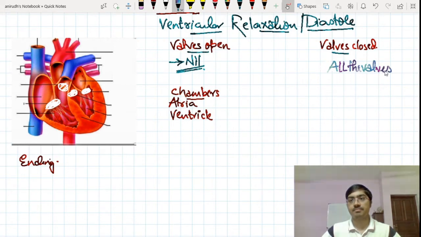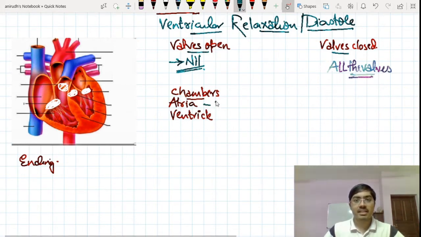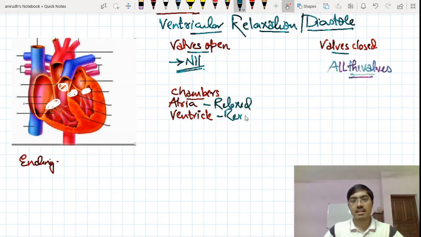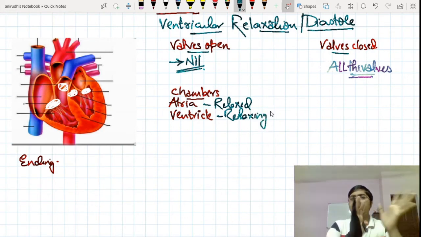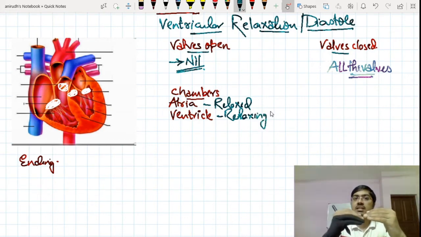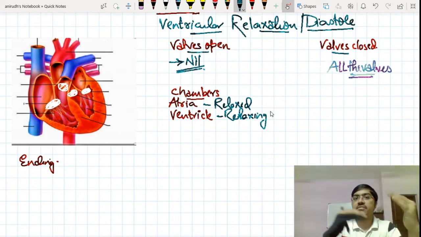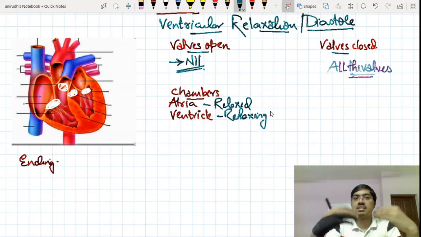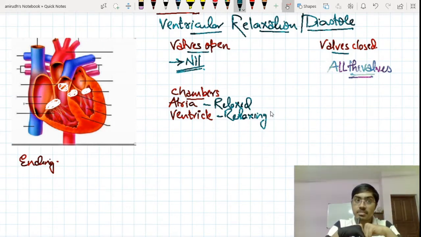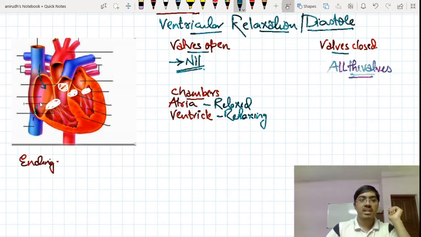All the valves are closed now. Fine. So now chambers: atria relaxed, ventricle relaxing. During the time of ventricle contraction, just in the previous phase, the atria has relaxed. It has finished its relaxation. It is just a patent chamber. It has started receiving blood from the superior and inferior vena cava as well as the pulmonary veins.